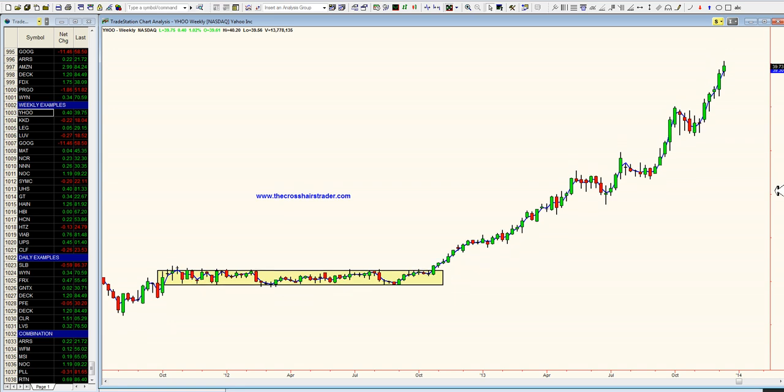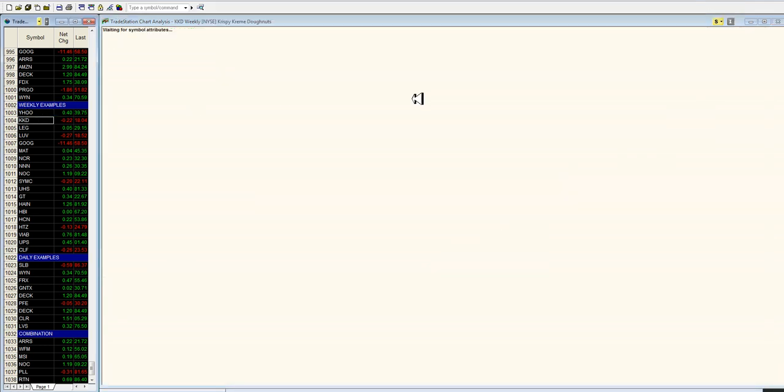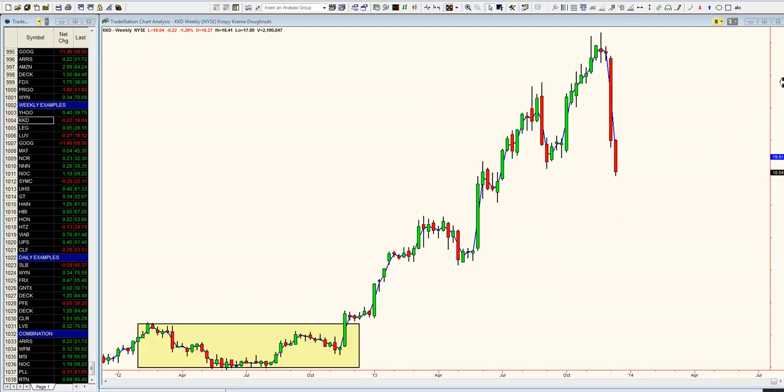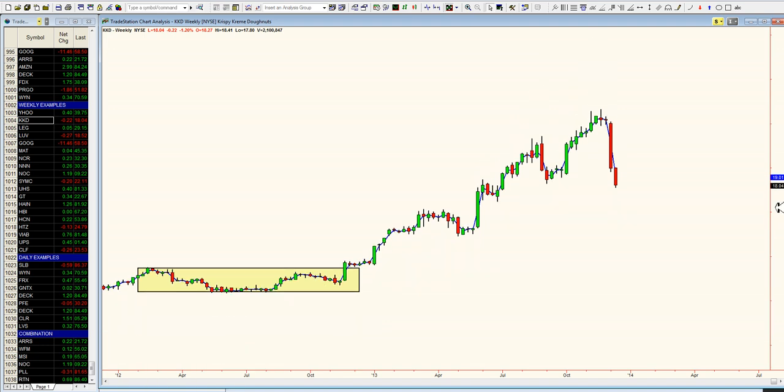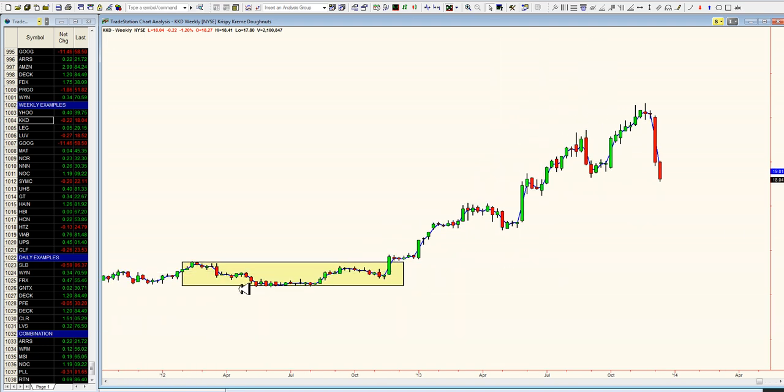And as in the case of Yahoo, you can see here at the end of 2012, they had pretty much a year-long consolidation on the weekly chart and broke out and took off. Let's look at several other examples. KKD had a nice box back here in 2012. Pretty much all of 2012 broke out. Actually broke out and went sideways for several weeks and then started taking off.